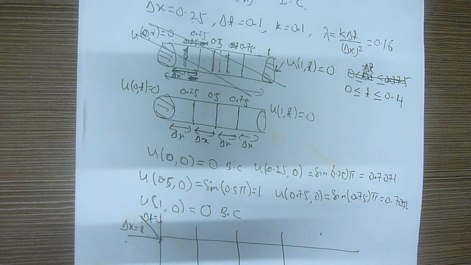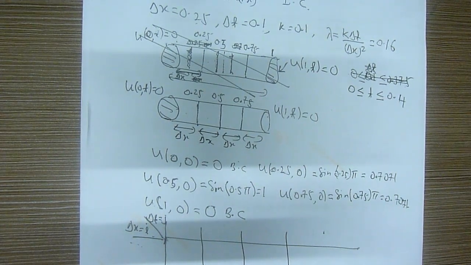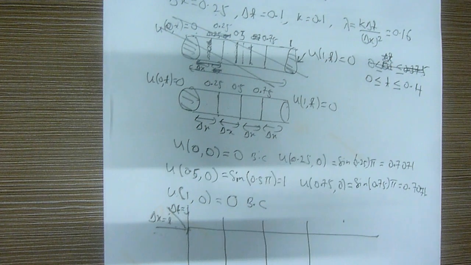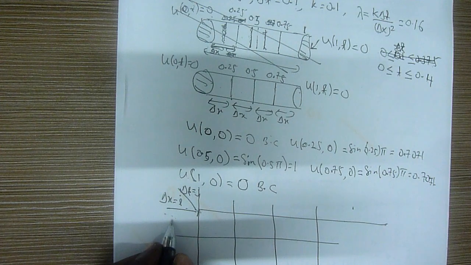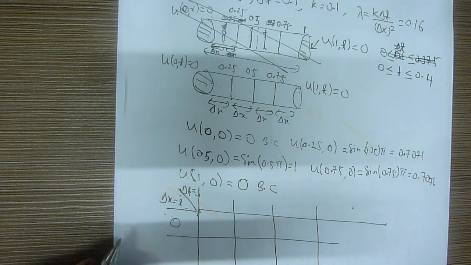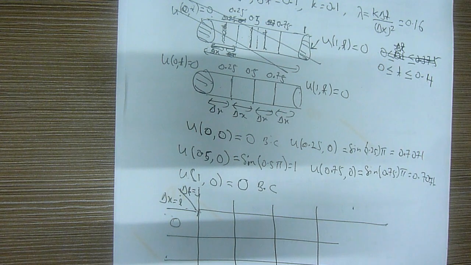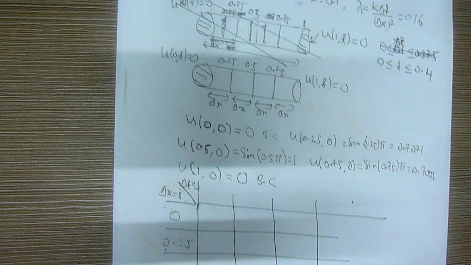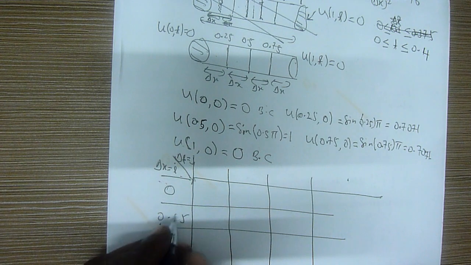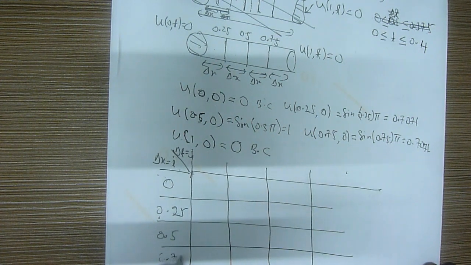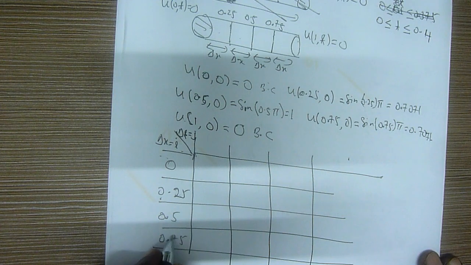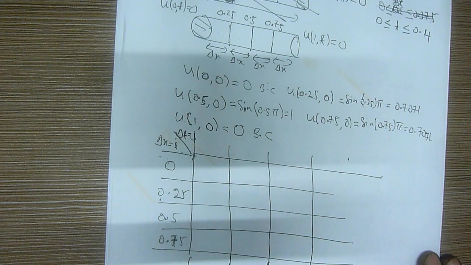Okay, now with that, you see I set this one as 0. Del x initially begins with 0. Okay, progress 0.25, progress 0.5, 0.75, up to 1.